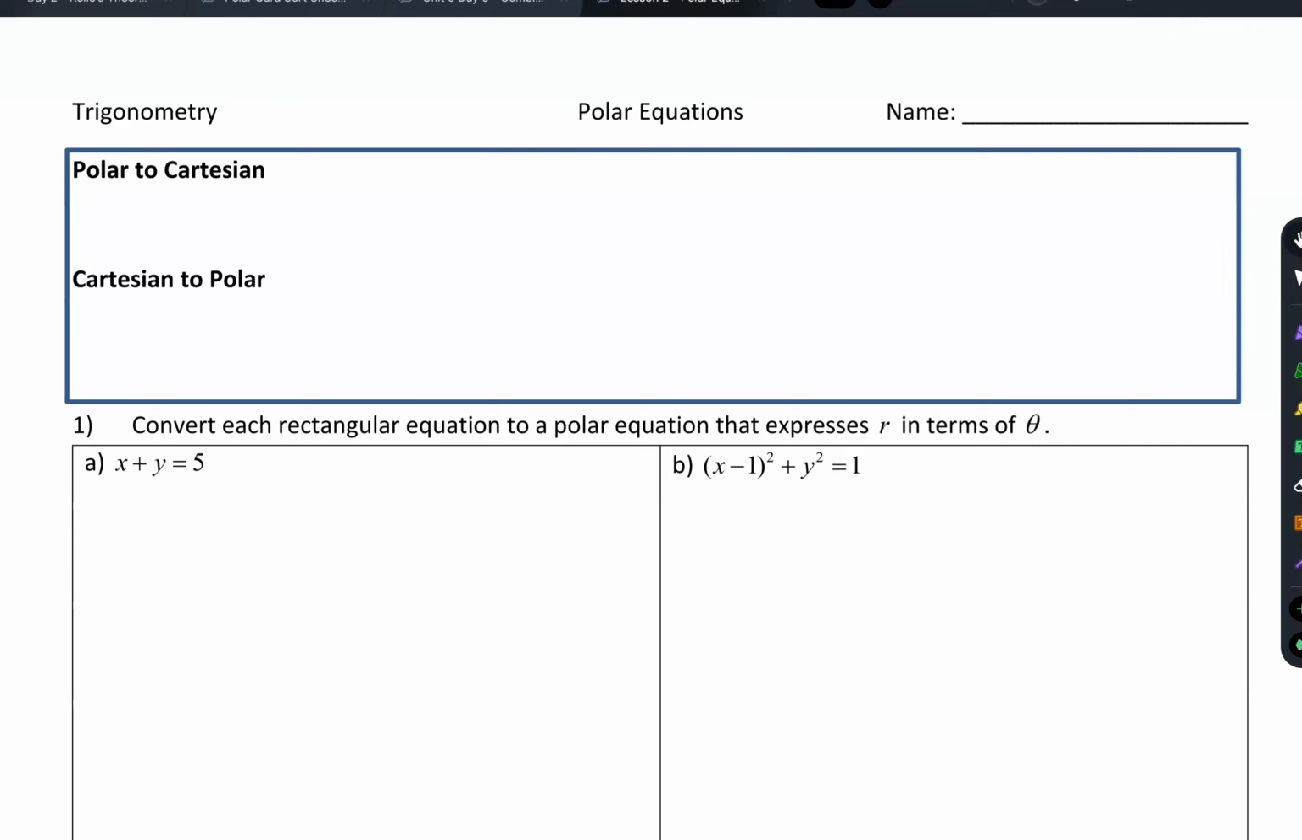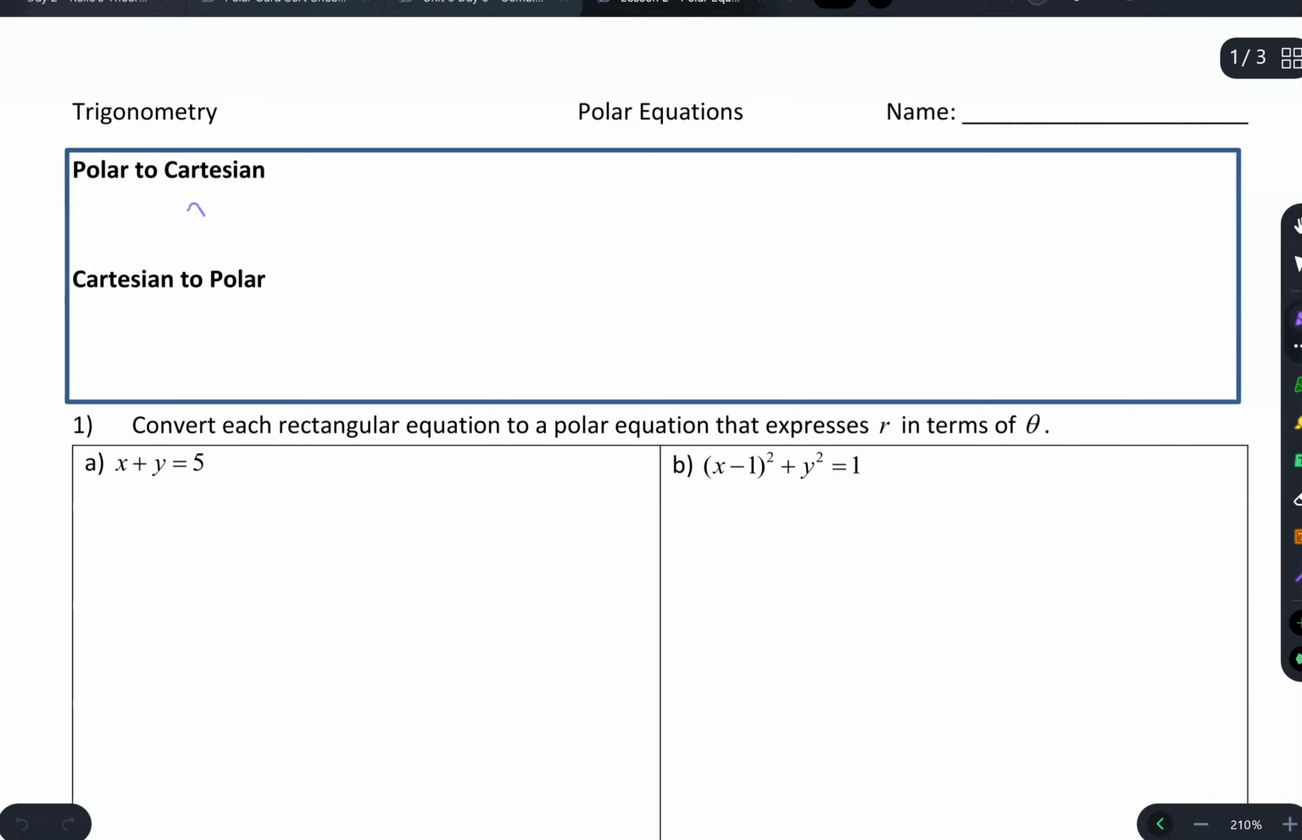All right, so we've already talked about polar coordinates. So now we're going to look at polar equations and Cartesian equations. So we did polar to Cartesian, where we've got points like this.